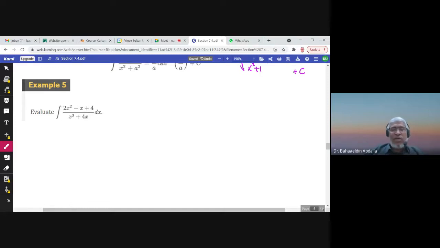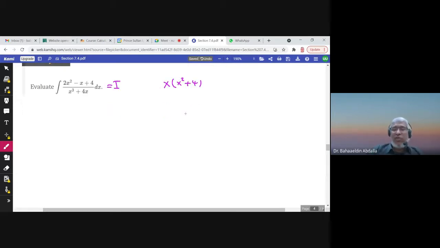First step, as soon as I see a rational function, the derivative of the denominator is not in the numerator, so I cannot use the usual substitution. I factor the denominator. So let me factor the denominator. Let me call this I and factor the denominator. If I take x as a common factor, I will have x squared plus 4. Well, x squared plus 4 is an irreducible quadratic factor. So I have (2x squared minus x plus 4) over x times (x squared plus 4).